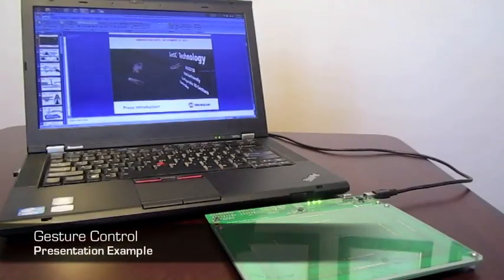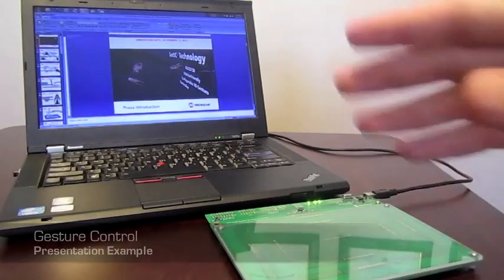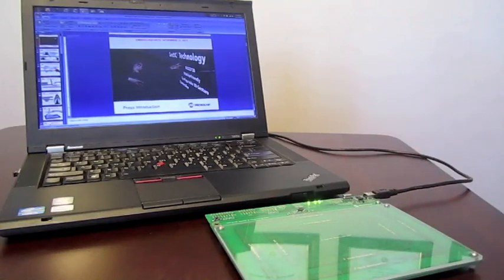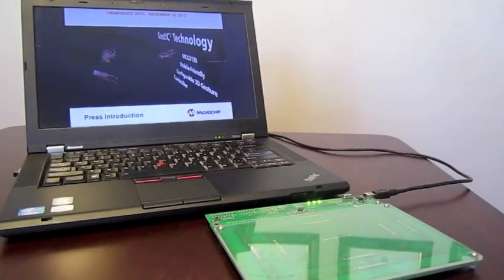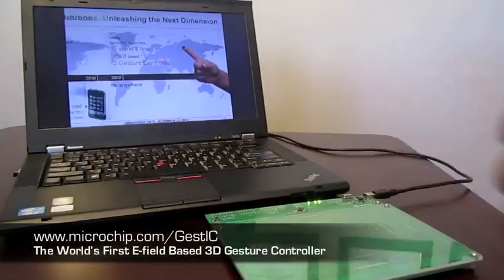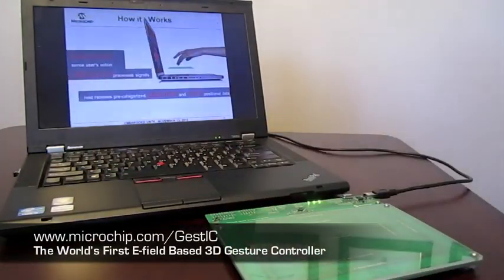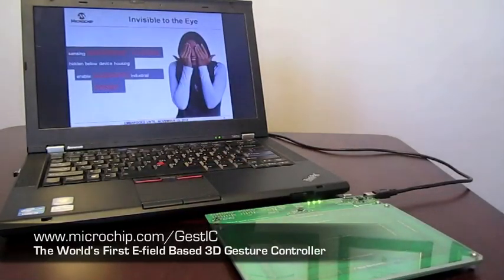A very easy example of how this can be used as a human interface is to use the development kit to advance the slides on a slideshow. If I swipe my hand up, I go into slideshow mode, and then I can flip through the slides by just wiping my hand across the surface itself.